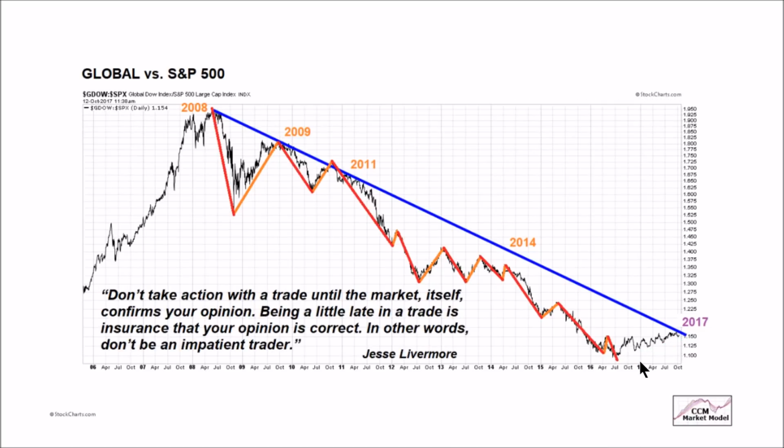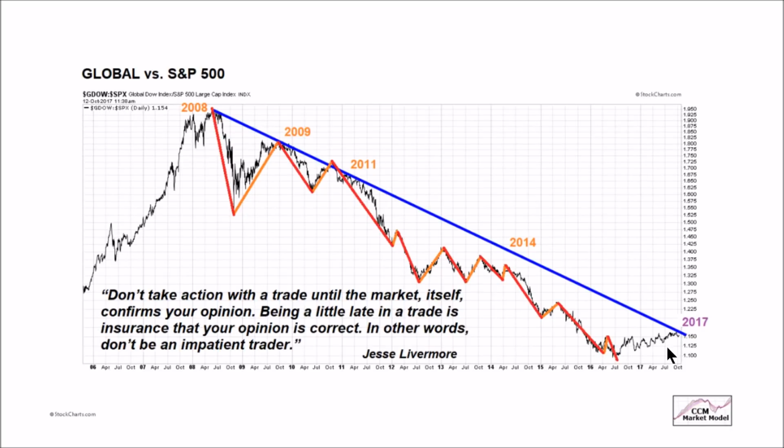But we use the wisdom of Jesse Livermore in this case as well. Mr. Livermore: don't take action with a trade until the market itself confirms your opinion. Being a little late in a trade is insurance that your opinion is correct. In other words, don't be an impatient trader. In this case, we are simply being patient.